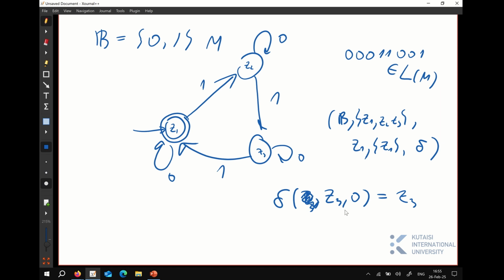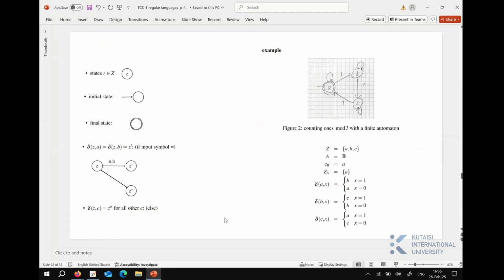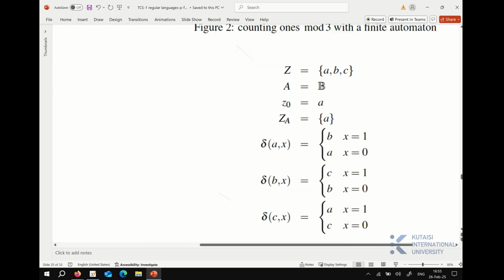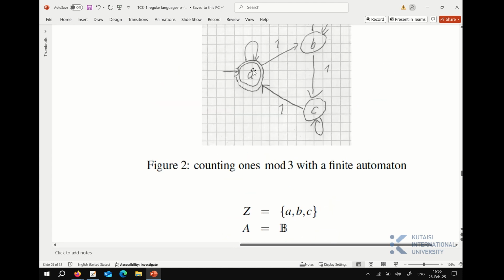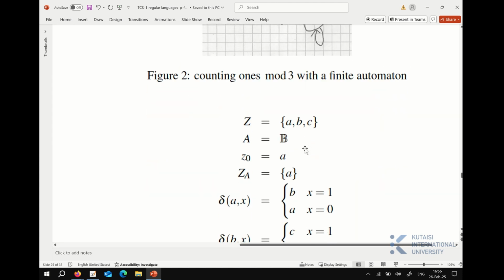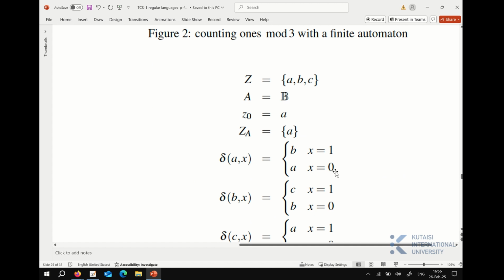If you have deltas, you can draw. If you have a drawing, you can come up with deltas. So this is what it is. Here it's a shorthand writing of the same exact thing. Delta AX equals A if X is 0. That means that it stays in the same state. The names of the states here are A, B, and C. It stays in the same state if X is 0, and it moves to another state if X is 1. This is what it says.